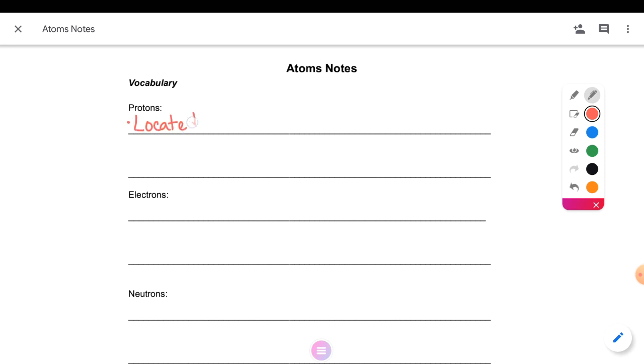So protons are located, that's the first thing we're going to write. They're located in the nucleus of an atom. Okay, something new is that protons have a positive charge. So protons have a positive charge.